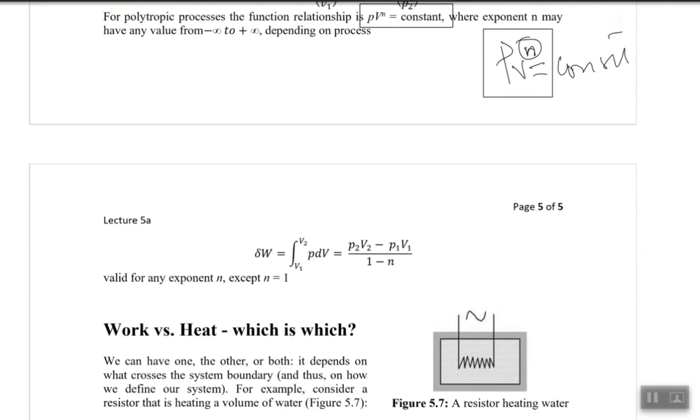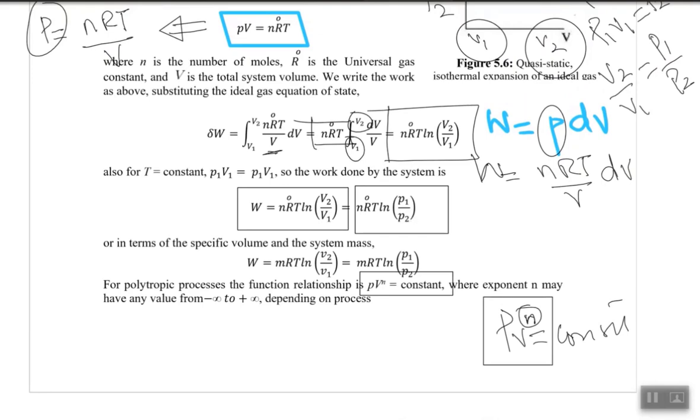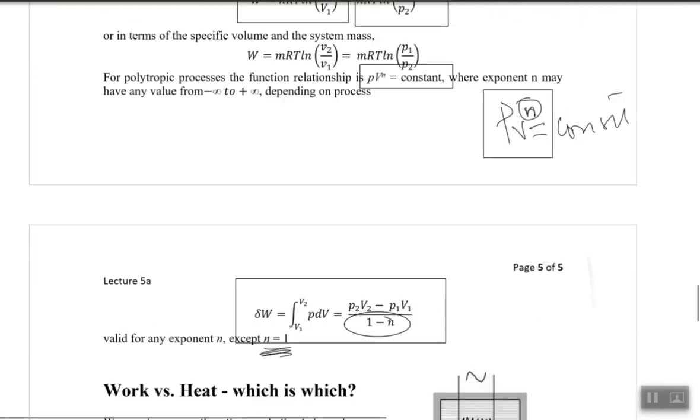Make sure you go to your book and look at this equation which has been derived for the polytropic process, and you would understand a little bit more about it. This equation is valid for any process except for n equal to 1. For n equal to 1, we have the isothermal process, and for the isothermal process we have the above equation.